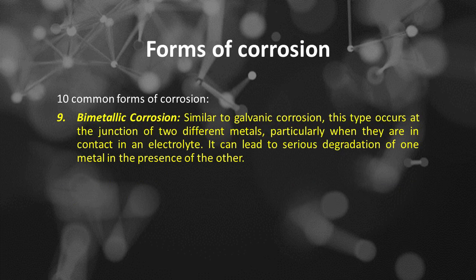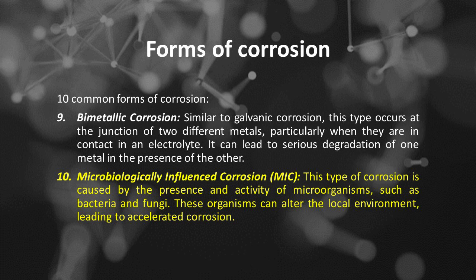Number 9 is called bimetallic corrosion. Similar to galvanic corrosion, this type occurs at the junction of two different metals, particularly when they are in contact in an electrolyte. It can lead to serious degradation of one metal in the presence of the other. Number 10 is called microbiologically influenced corrosion or MIC. This type of corrosion is caused by the presence and activity of microorganisms, such as bacteria and fungi. These organisms can alter the local environment, leading to accelerated corrosion.